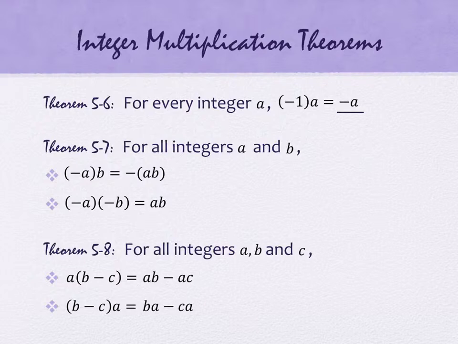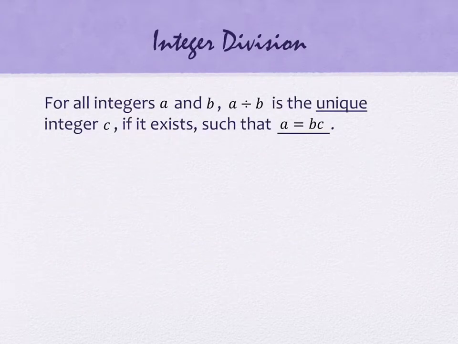And then we're going to touch on some division properties. All right, integer division. The definition looks almost identical to whole number division. For all integers a and b, a divided by b is the unique integer c, if it exists, such that a is equal to b times c. So obviously not all integers divide and give us integers. That's why this says if it exists. It doesn't have to give us an integer.